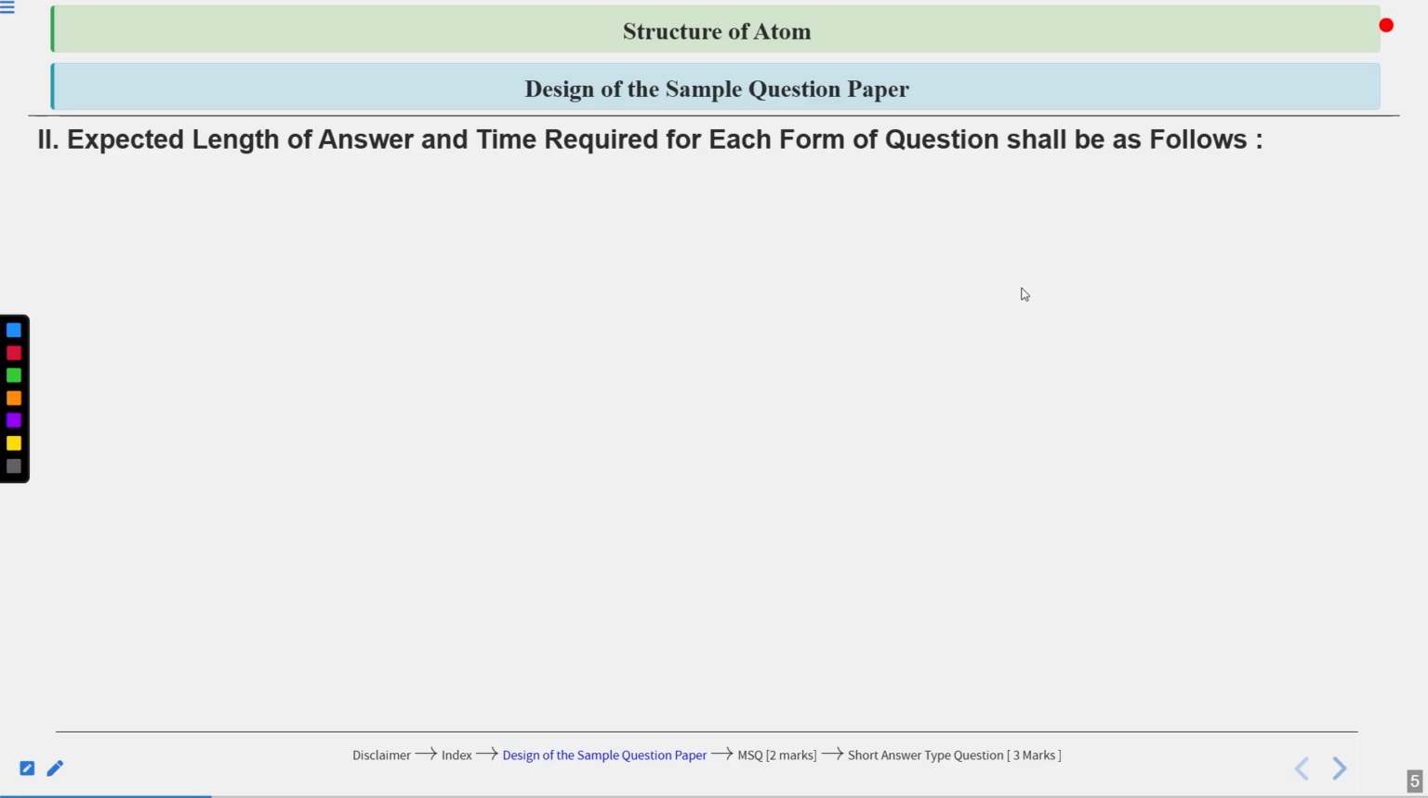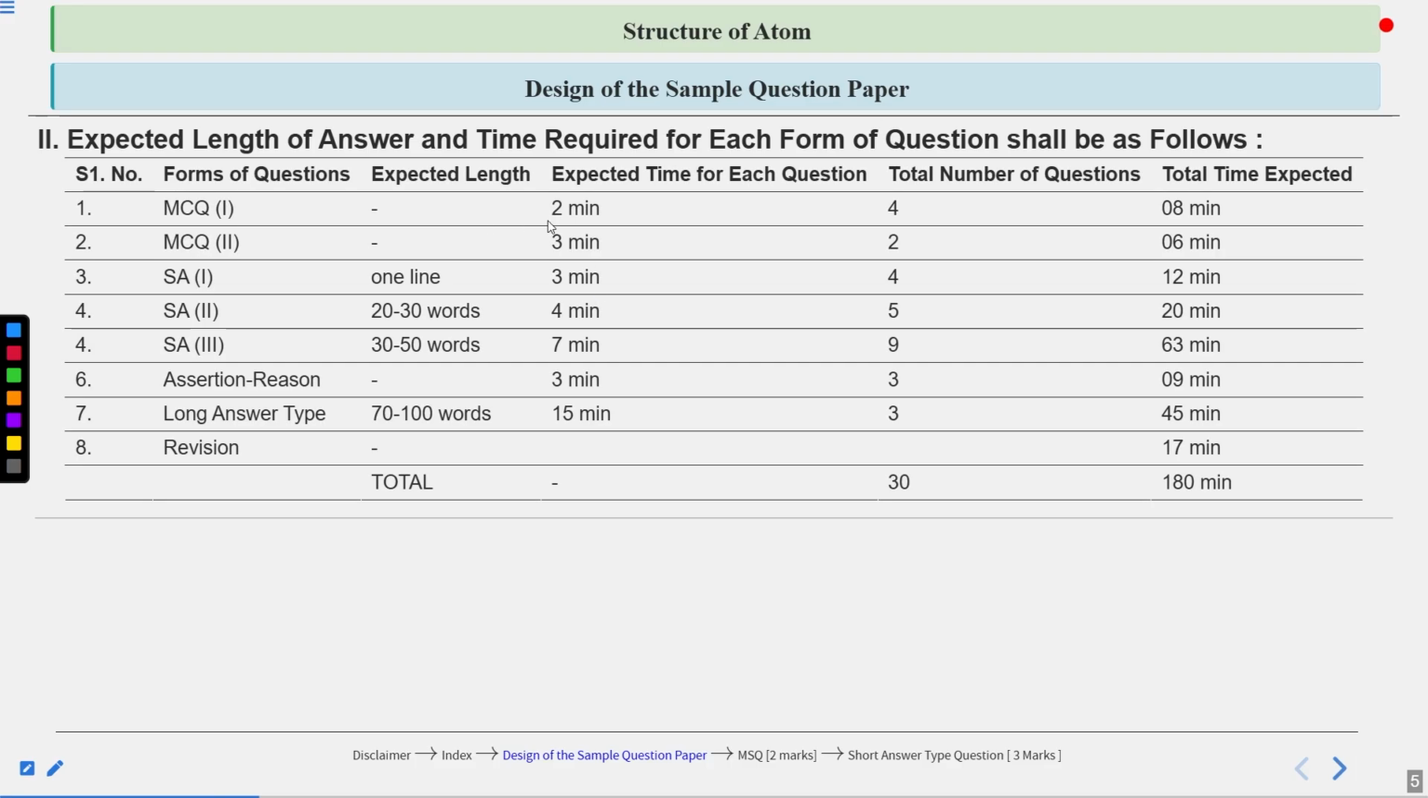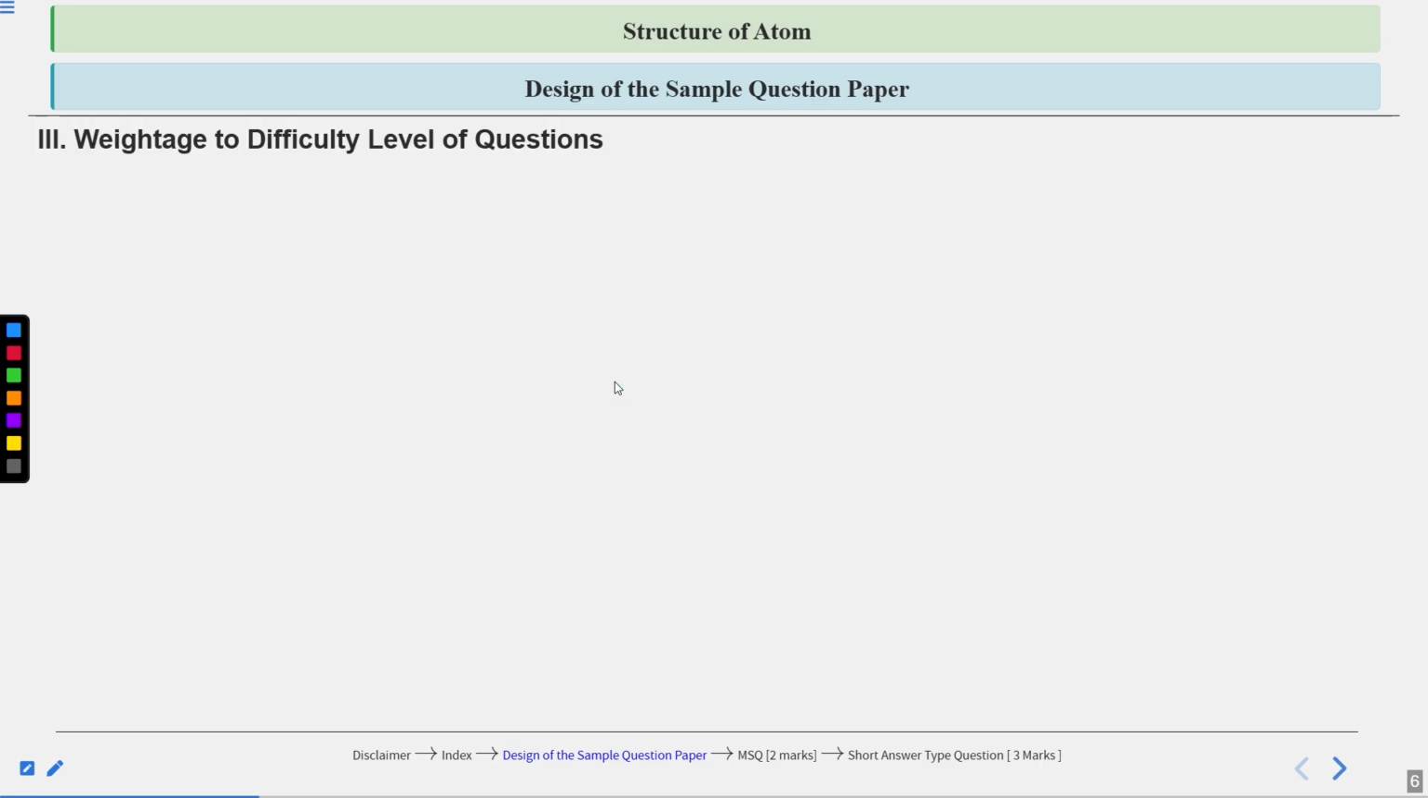So what is the required time and the length of the answer that should be followed ideally? If I talk about the MCQ, then 2 minutes should be given for 1 mark type questions, and for MCQs which are having 2 marks, they should be given 3 minutes. Then in short answer type, the 1 mark question should be given 3 minutes, the 2 marks question should be given 4 minutes, and the 3 marks question should be given 7 minutes. Next is the assertion reason type. It should again be given 3 minutes. And the long answer type is given 15 minutes.